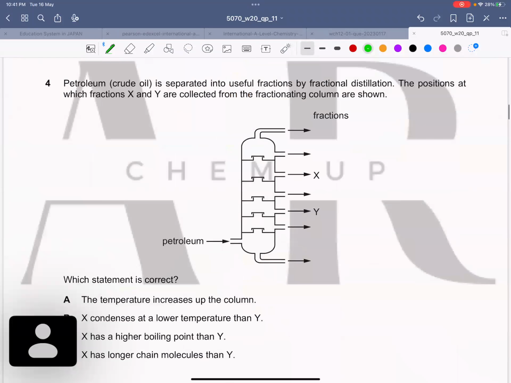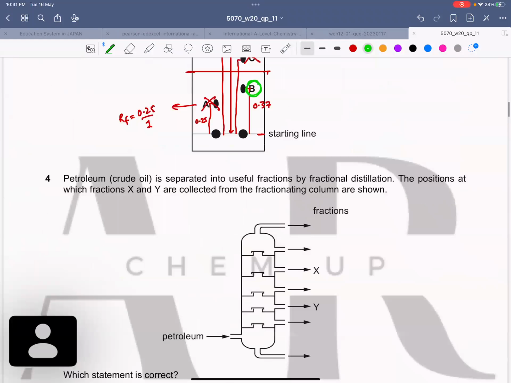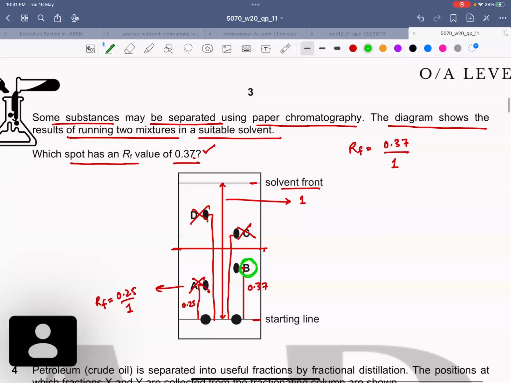Sir, okay. What is chromatography? Chromatography is a separating technique used to separate the mixture of color dyes or mixture of the food coloring compounds. You didn't study chromatography earlier? No.